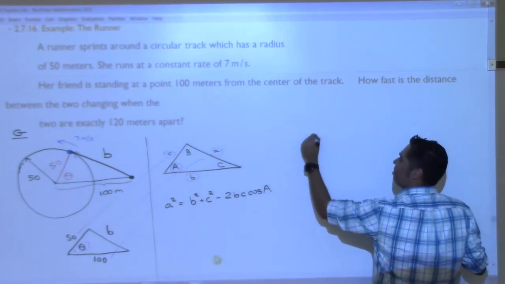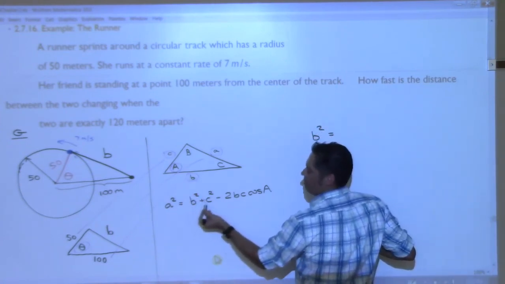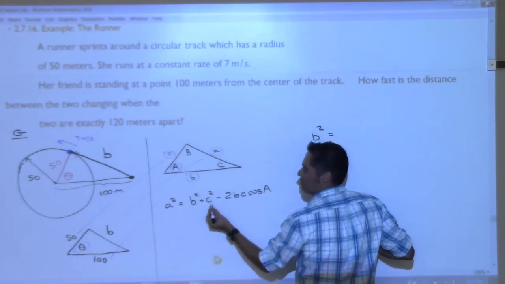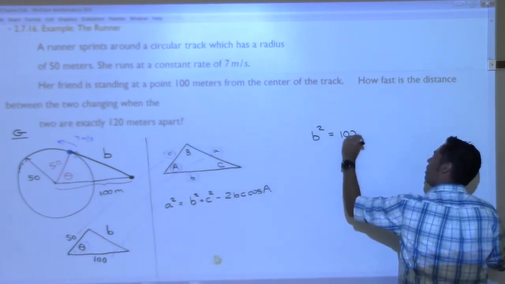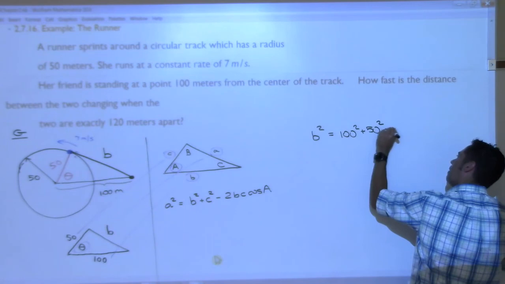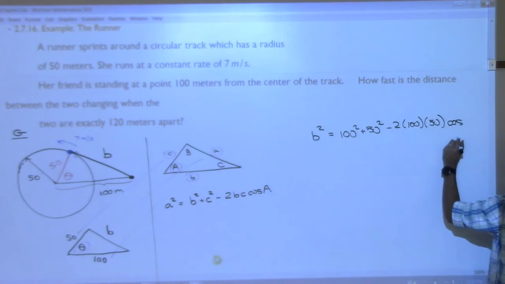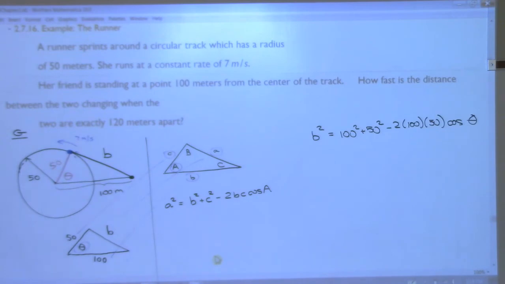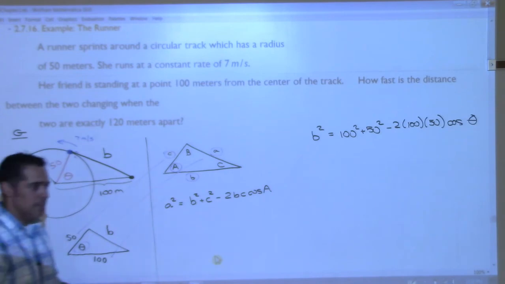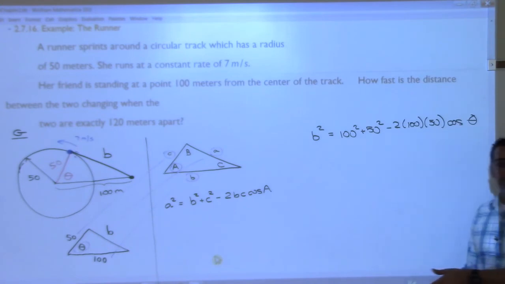Okay, so right now I have B squared equals B squared plus C squared, is what I meant to say. That's this squared plus this squared. So 100 squared plus 50 squared minus 2 times 100 times 50. Y'all okay with that? And then cosine of theta. And check out that equation. What are the only two variables in it? B and theta. So when you differentiate that with respect to time, you're going to get a db dt, which is what we're looking for, and you're going to get a d theta dt, which we have.